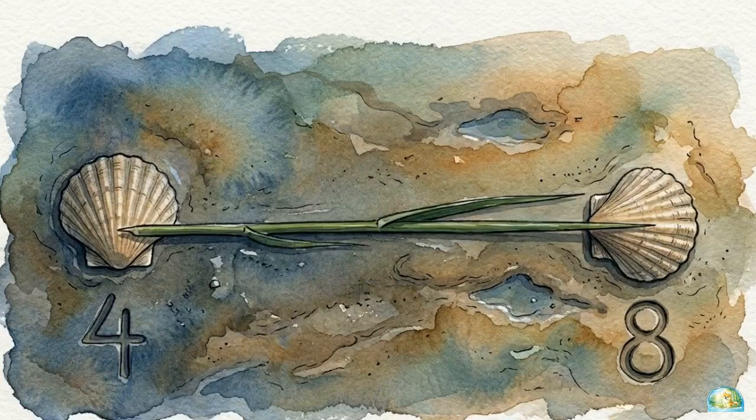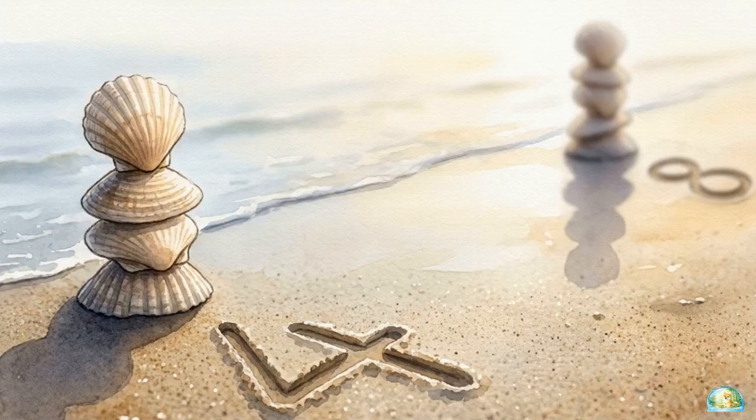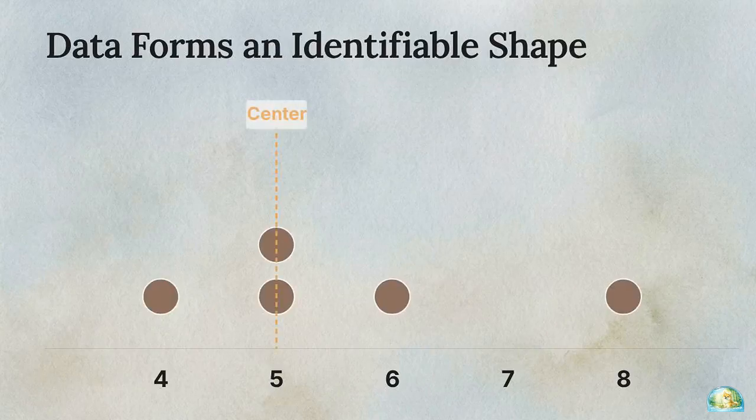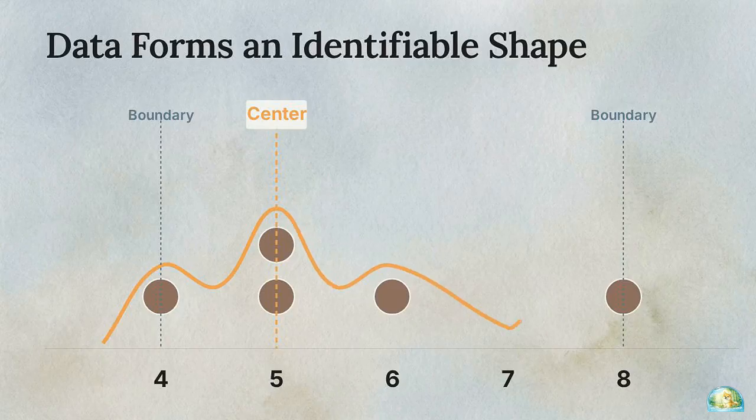The distance these points cover along the shore represents the spread. Here, the data stretches from 4 minutes to 8 minutes. Recognizing the physical center and the boundaries of a data cluster provides the foundation for understanding any distribution's overall shape.